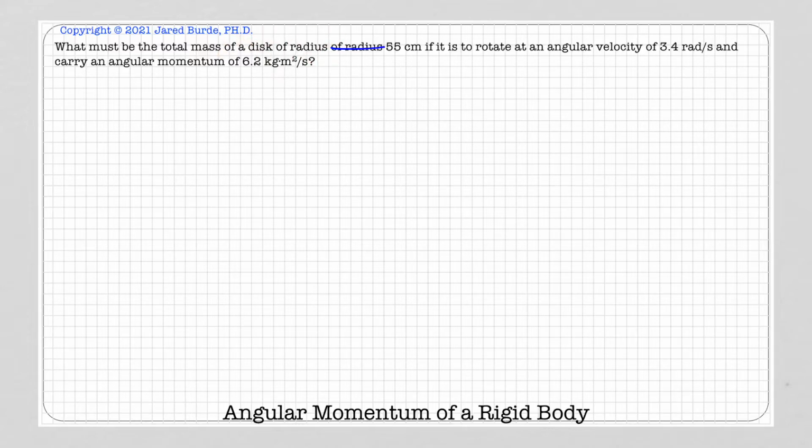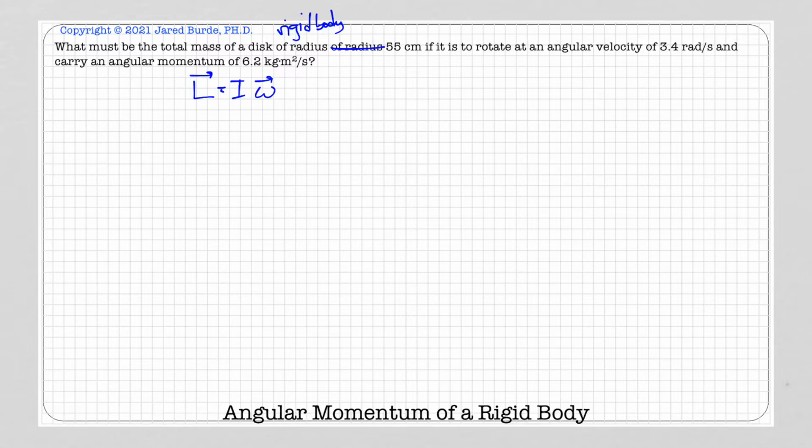Well, we're talking about the angular momentum of a disk. That is a rigid body, right? It's not a point particle. It's an extended object. We are going to assume that it's rotating about an axis through the center of the disk, and thus we can say that the angular momentum is going to be the moment of inertia times the angular velocity.